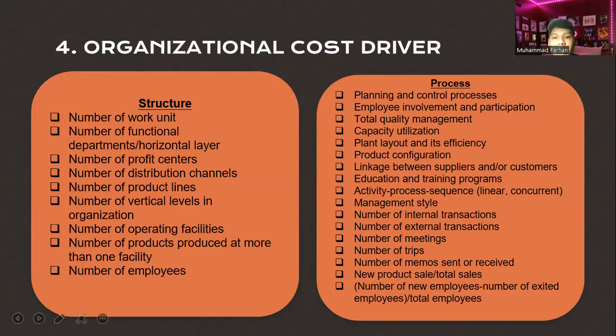And the process, number one is planning and control process, employee involvement and participation, total quality management, capacity utilization, plant layout and its efficiency, product configurations, linkage between supplier and/or customer, education and training programs, activity process sequence like linear or concurrent, management style, number of internal transactions, number of external transactions, number of meetings, number of trips, number of memos sent or received, new products sold or total sales, and the last, number of new employees, number of exit employees or total employees.